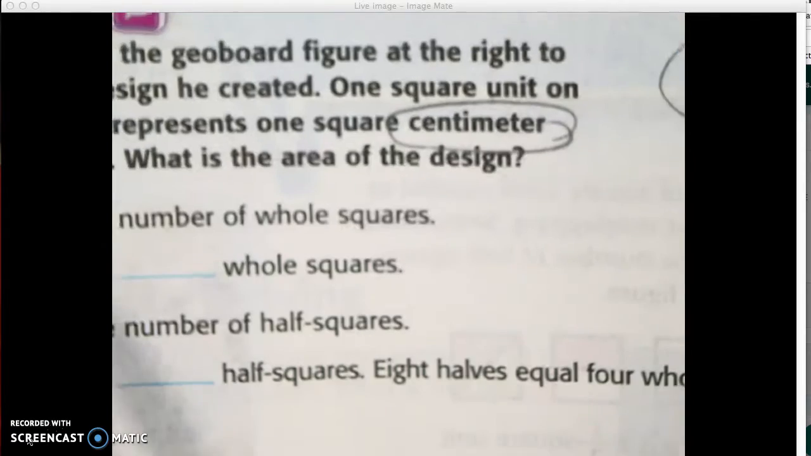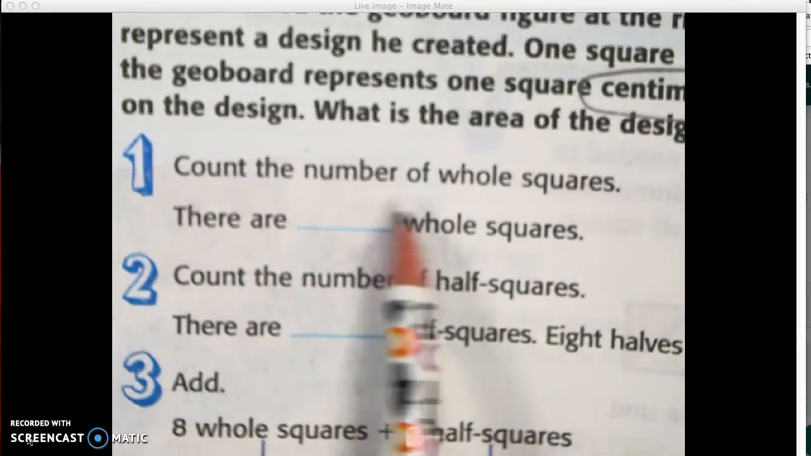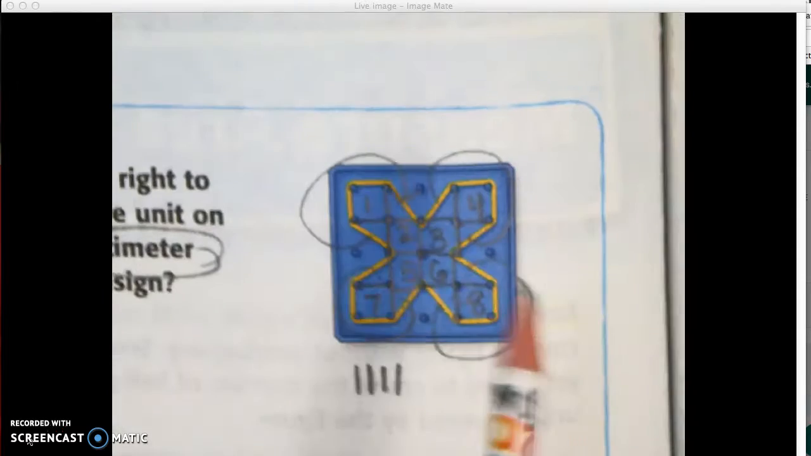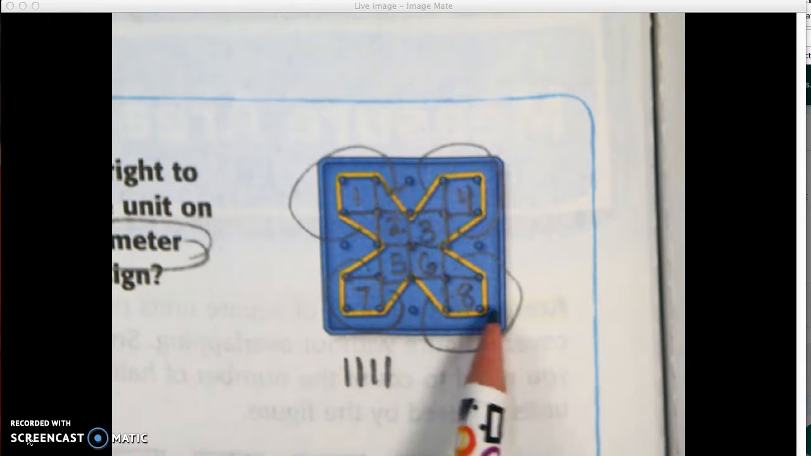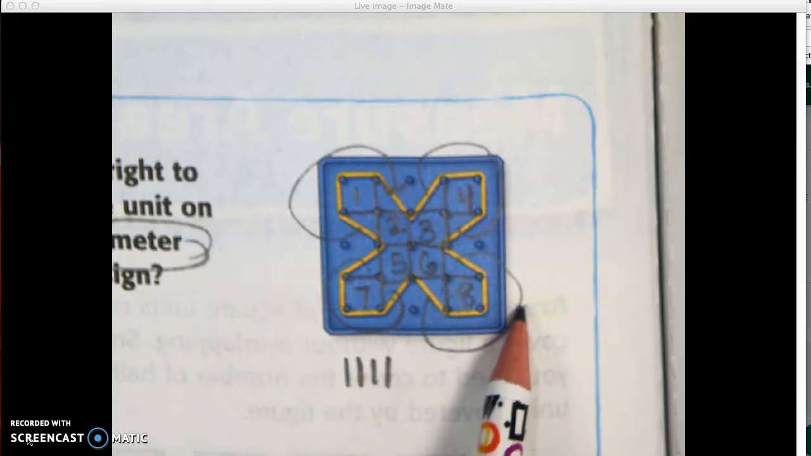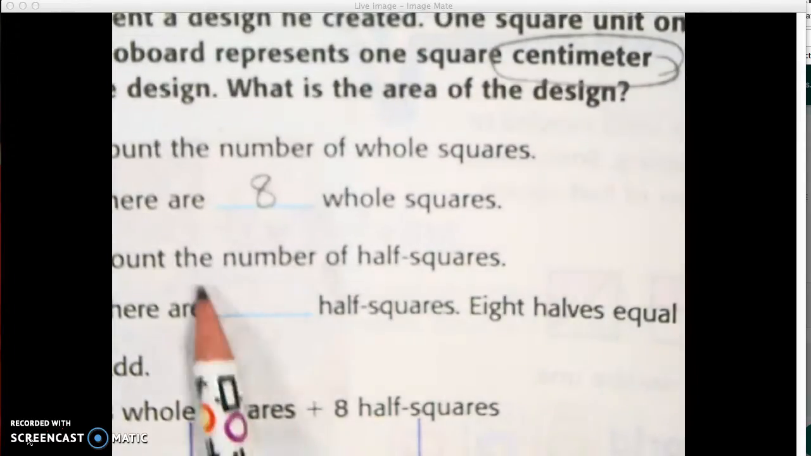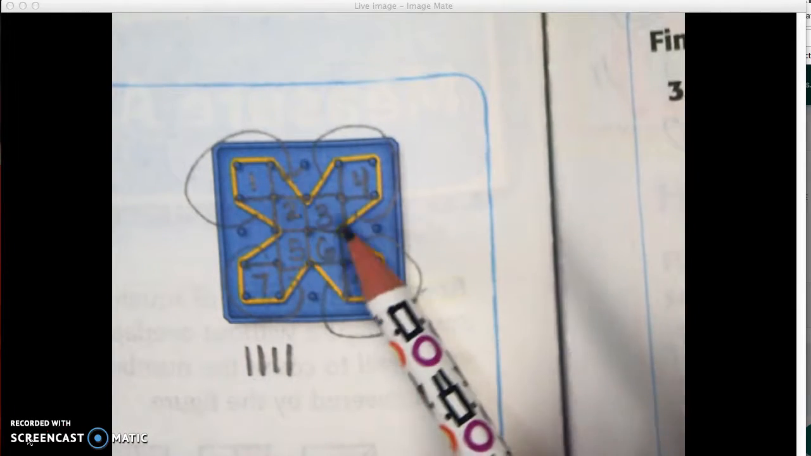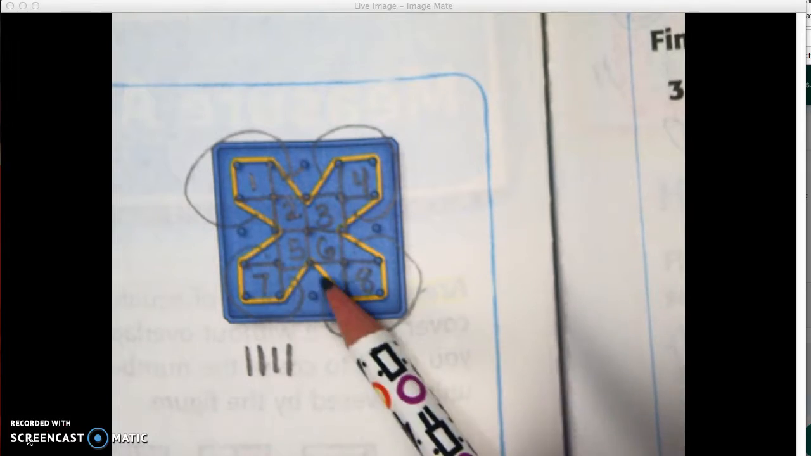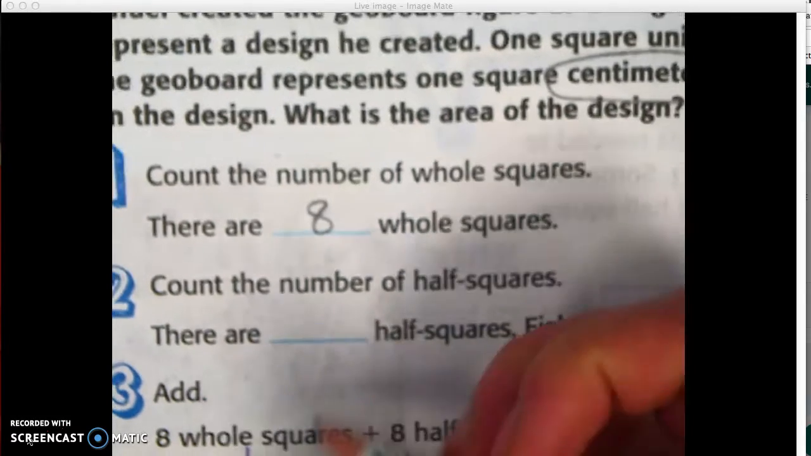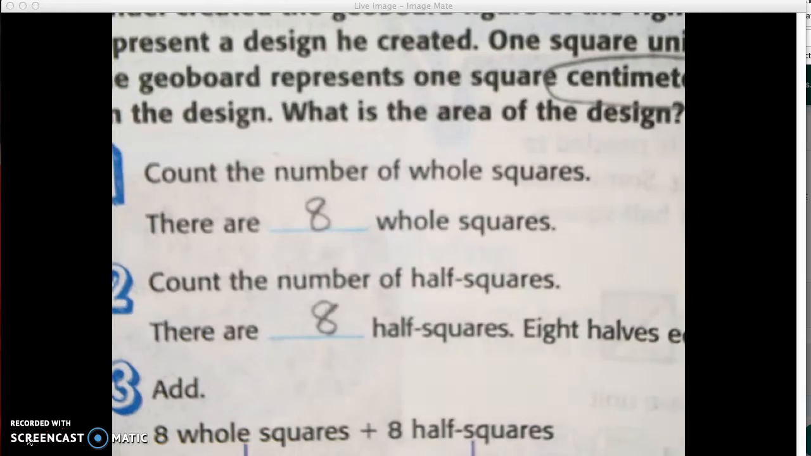So let's count them up. First we're supposed to count up the number of whole squares, which we counted up, and I numbered them, and I had 8 whole squares. I'm going to write that in. Then count the number of half squares. There were 1, 2, 3, 4, 5, 6, 7, 8 half squares. 8 half squares.